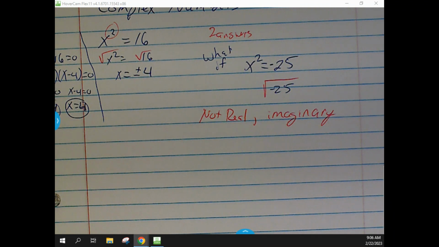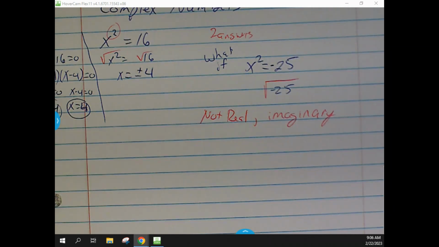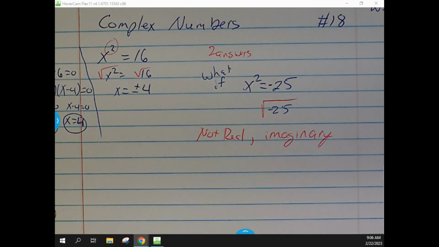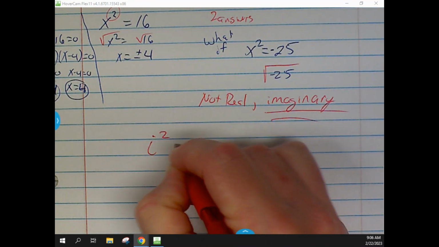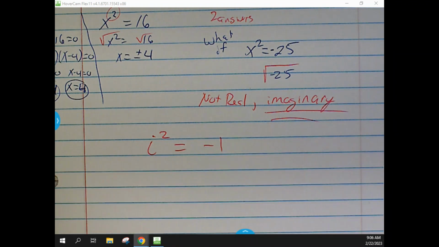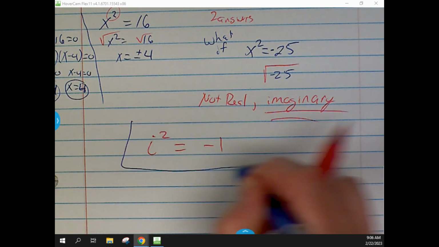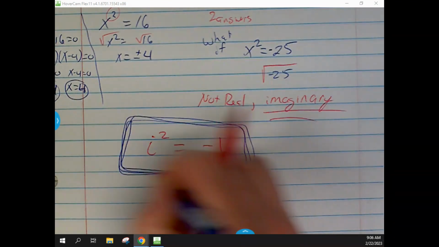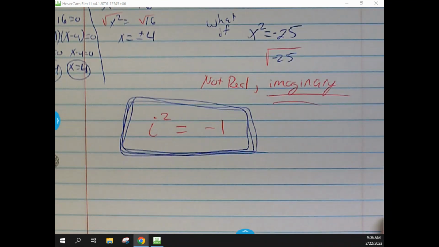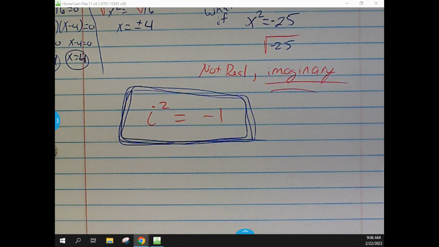All right, so here's what we're going to do. Here's the big thing about imaginary numbers and complex numbers. When they talk about complex numbers, sometimes they talk about imaginary numbers. But here's the one great big giant thing that goes through with imaginary numbers: the one big thing that they key on is that i squared is going to equal negative 1.